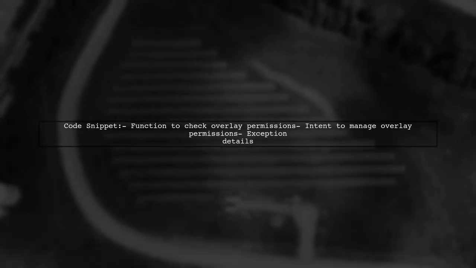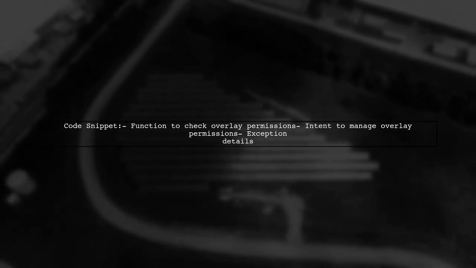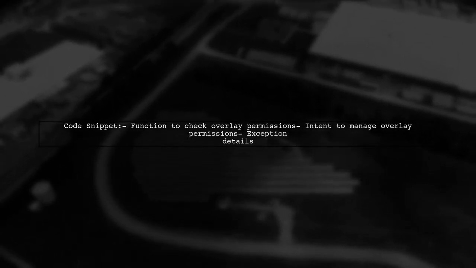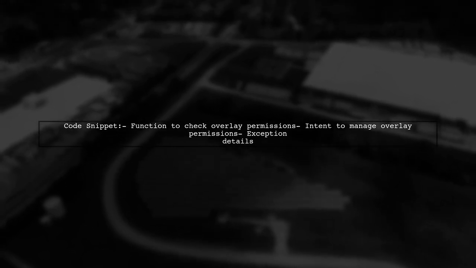The viewer has shared their code for checking overlay permissions. It attempts to start an activity to request these permissions, but it seems the device isn't responding as expected. Let's explore potential reasons and solutions for this problem.